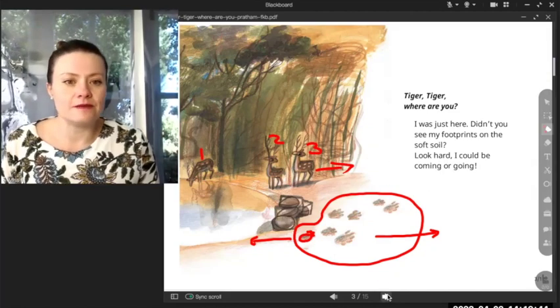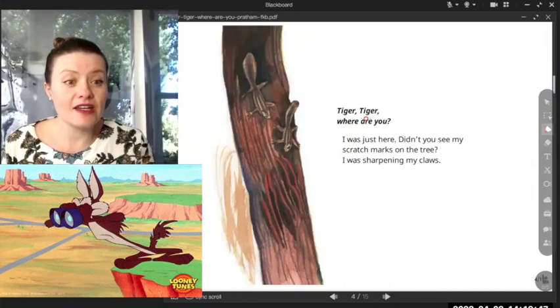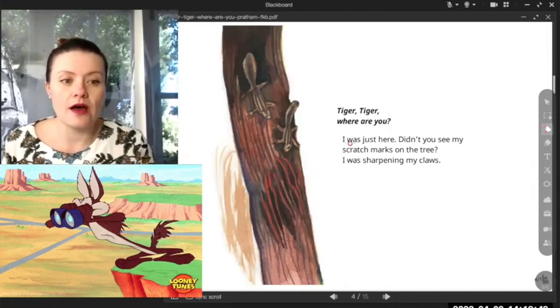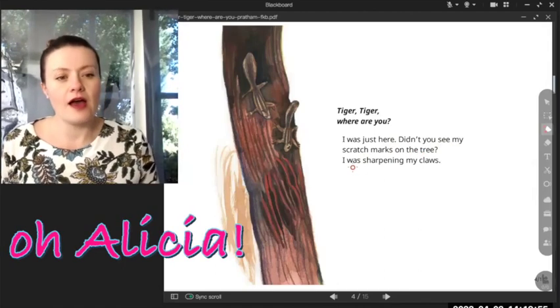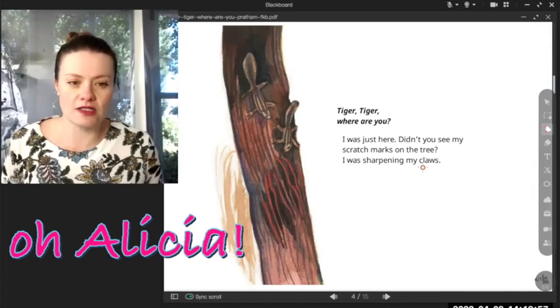Tiger, tiger, where are you? I was just here. Didn't you see my scratch marks on the tree? I was sharpening my claws.